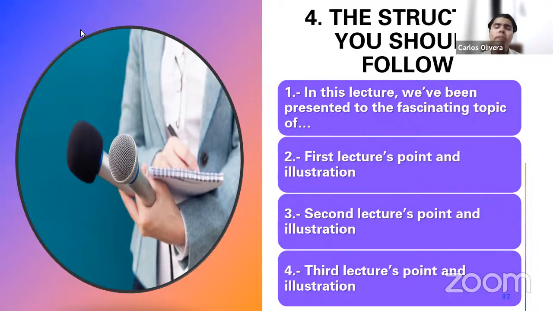So always spend more time talking about the illustrations. Briefly summarize the points, the ideas, but as I say, spend more time talking about the illustrations and how the professor used this illustration to make the topic clearer to his or her students. That's what you have to do.